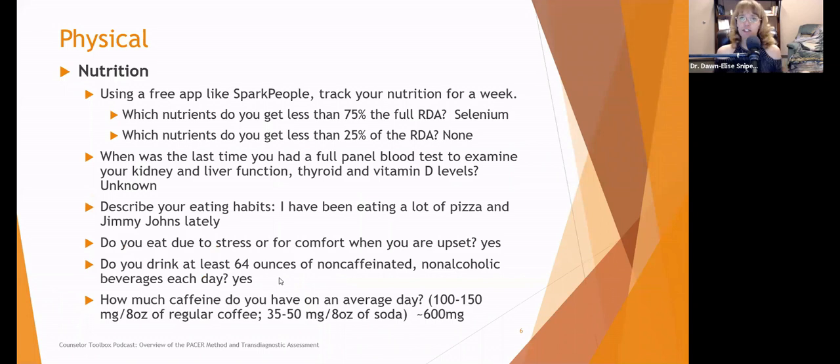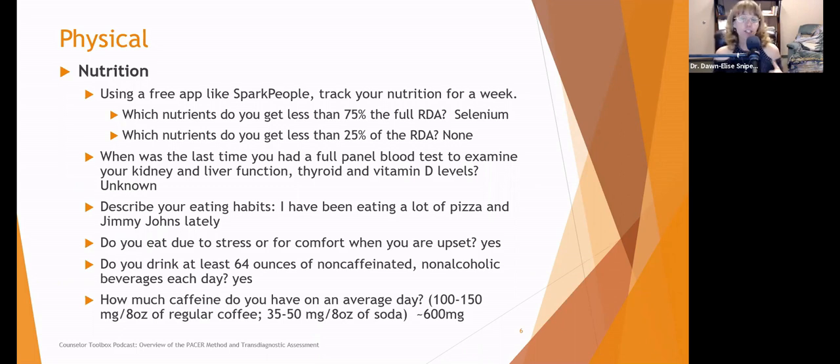Nutrition. Have them use an app like Spark People to track their nutrition for a week. What nutrients does she get less than 75% of the full RDA? Selenium. That's one of those weird nutrients that is present in your multivitamins and some of your enriched foods, but it's hard to get the full RDA naturally. And everything else she gets plenty of. So there's nothing that she's grossly deficient in terms of her nutrition.